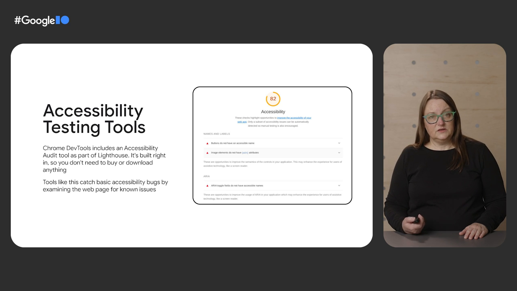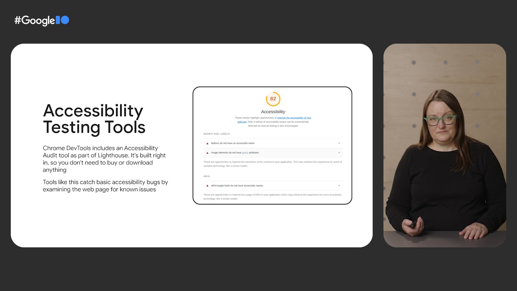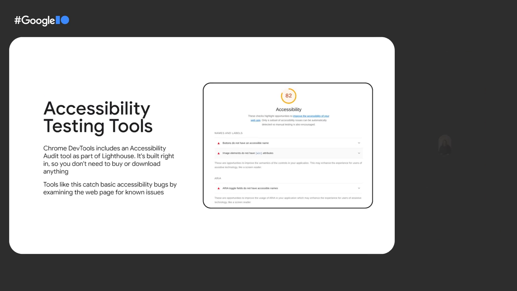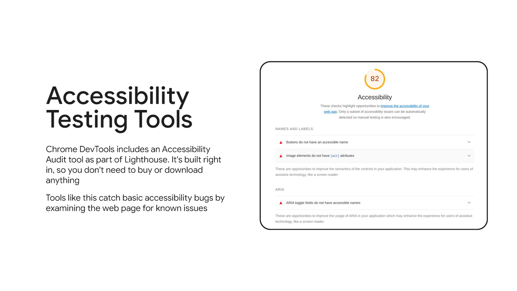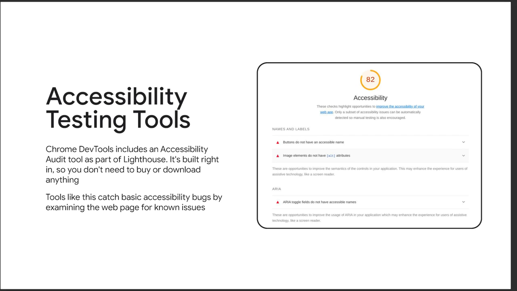There are many automated tools to help you find accessibility bugs. Chrome DevTools includes an accessibility audit as part of Lighthouse. It's built right in, so you don't need to buy or download anything. It's optimized to reduce false positives, so there won't be a lot of noise in your results. And it provides links to developer docs that help you understand the error and some common approaches to fixing it. The screenshot here shows the results of a test, including controls that are missing accessible names, more on that later, and an image with no alternative or alt text to describe the image to users who can't see it. That's one of the most common accessibility bugs.